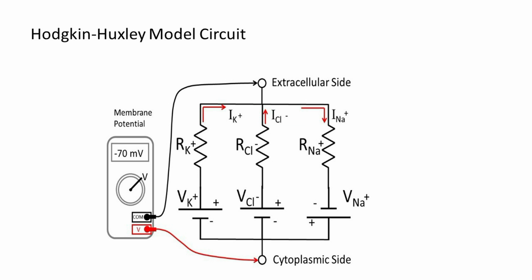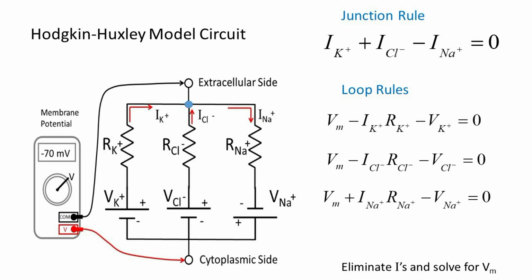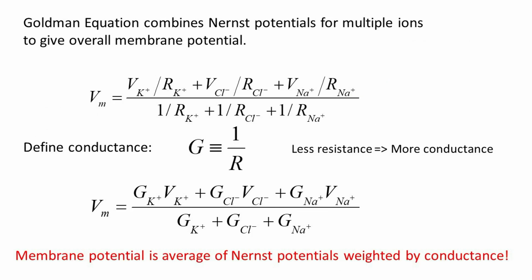The cell membrane is represented by the circuit, with each species of ion having its own Nernst potential, resistance, and current through the membrane. The three potassium, chloride, and sodium ionic channels form parallel branches of the complex circuit. Applying Kirchhoff's rules yields four equations involving the three unknown currents, as well as the fourth unknown, that is, the membrane potential V sub m. Mathematically, we can eliminate the currents and solve for the membrane potential. The resulting expression for the membrane potential is known as the Goldman equation.